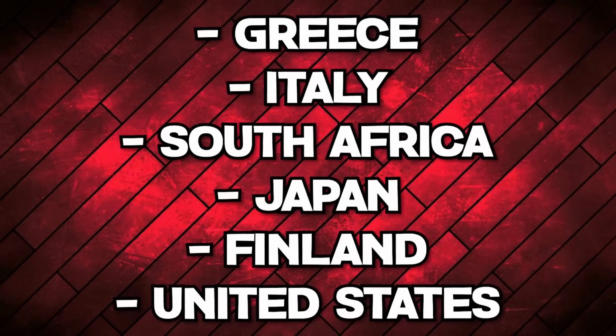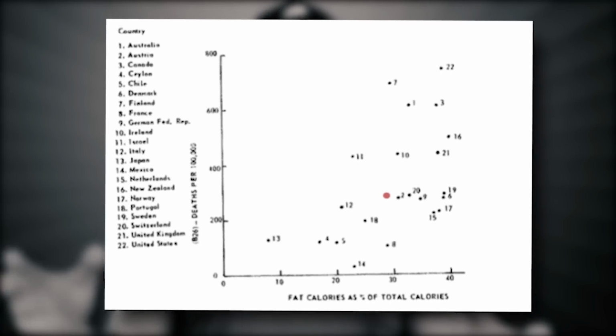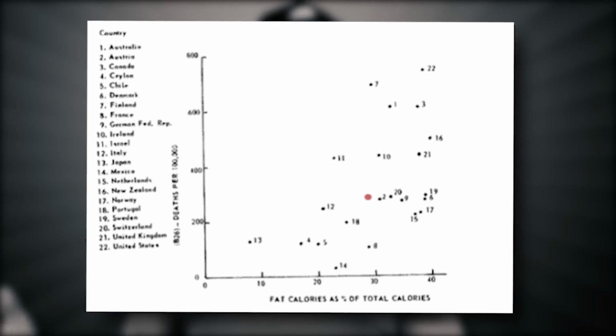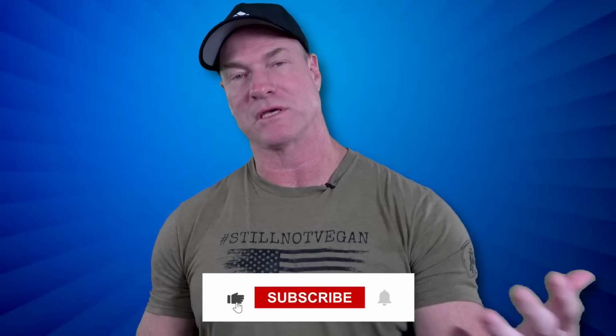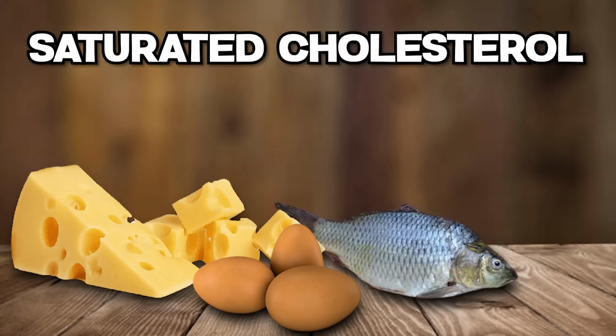He included Greece, Italy, South Africa, Japan, Finland, and the United States, and used that data to fit his hypothesis. He actually had data on 22 countries, seen in this chart here, which he did not highlight. When we look at all 22, we see that those relationships basically fall apart. In fact, countries like the Netherlands and Sweden had very low rates of heart disease despite eating large amounts of saturated fat, and their diets contained plenty of saturated fat and cholesterol from cheese, eggs, fish, and even chocolate. By omitting these countries, he was able to convince people that he had found a consistent relationship.